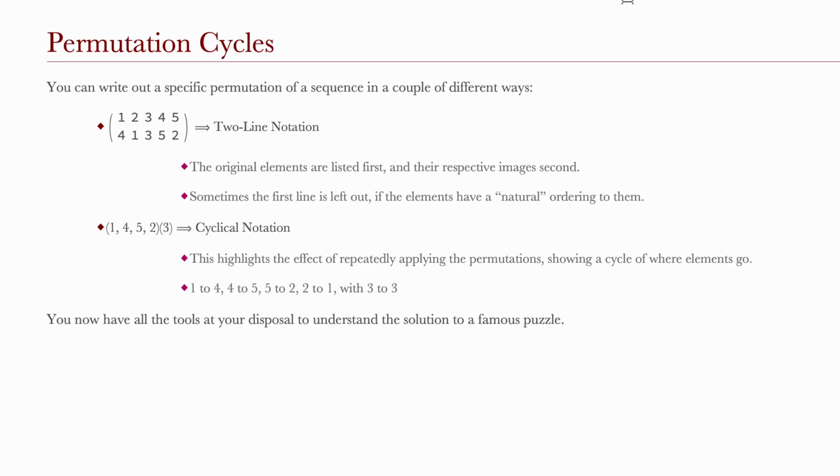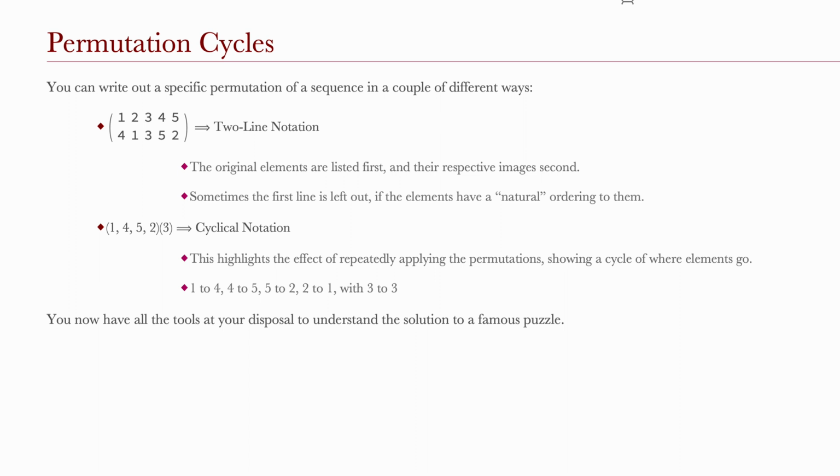Now, when it comes to a specific permutation of a sequence, we can write it out in a couple of different ways. One of them is two-line notation, where the original elements are listed first, and then their respective images are listed second. Here, we have 1 going to 4, 2 going to 1, 3 to 3, 4 to 5, and 5 to 2. In cases like this, the first line is sometimes left out if the elements have a natural ordering to them, like 1, 2, 3, 4, 5, and so on.